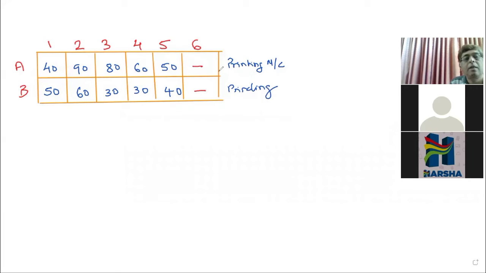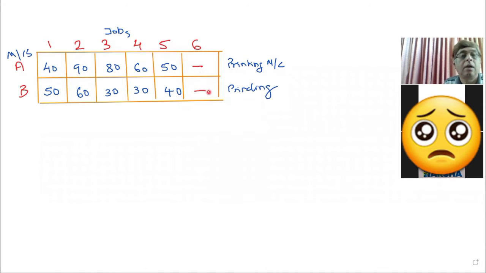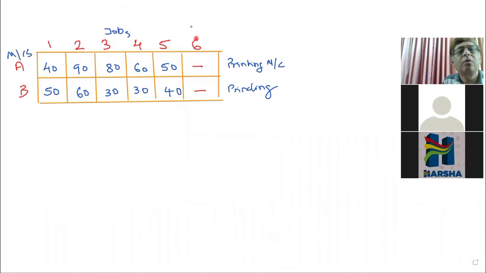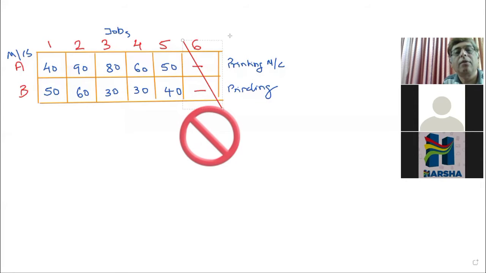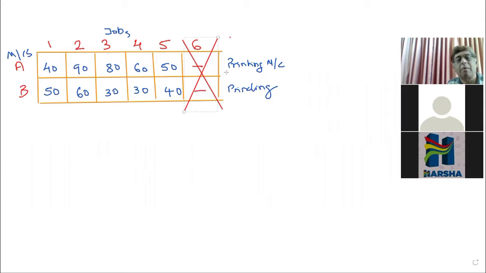You may get the problem like this. Simply, they would have put job number 6 here, and given dash and dash. So this will create a lot of problem for you. Why have they given dash? There are 6 jobs. Dash means that job has not come in yet, so it is as good as this particular job is not there. So you do not worry about this. It is just to see your common sense, how you approach the problem.